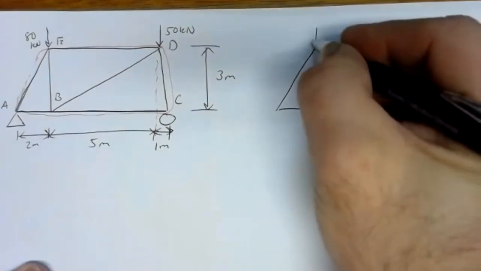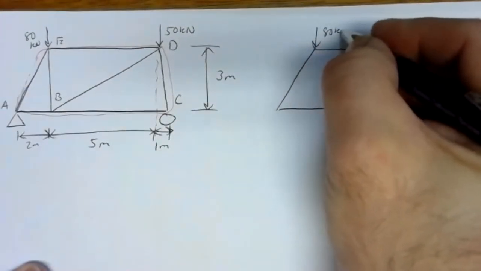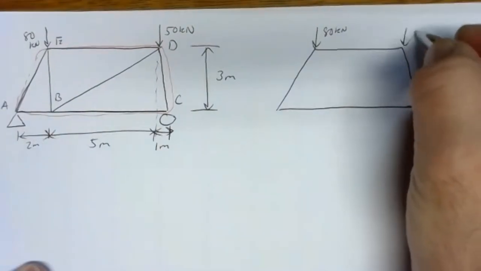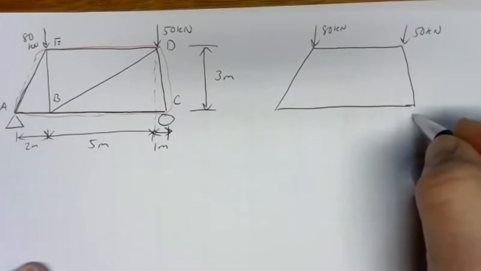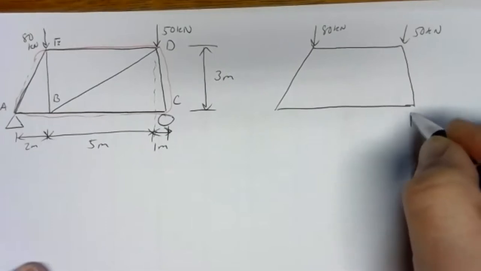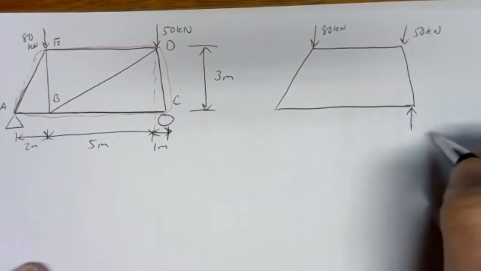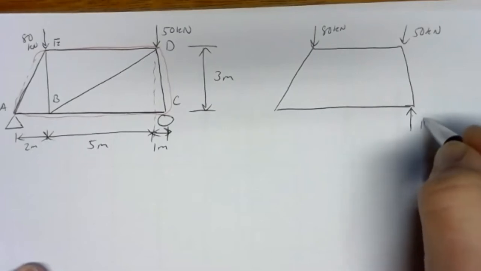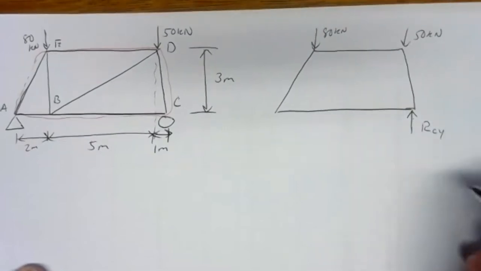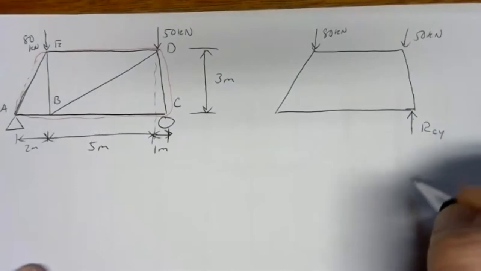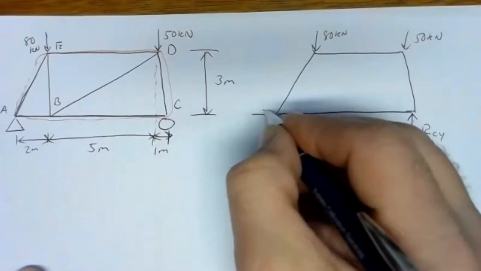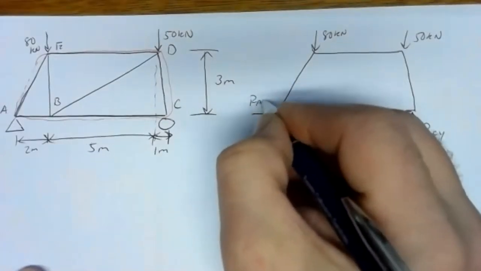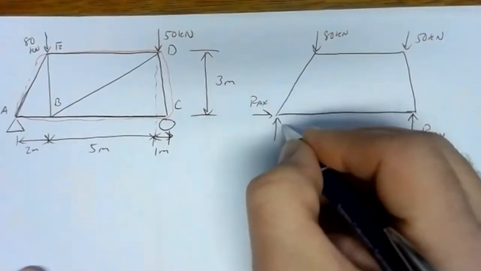We have still our externally applied forces: that 80 kilonewtons over here and 50 kilonewtons there. At C we've got a roller, and the roller exerts a force perpendicular to the surface it's on, so that would be RCY, the reaction at C in the Y direction. At A, we've got a pinned support, so we'd have RAX and RAY.